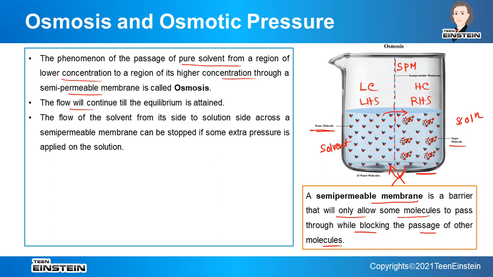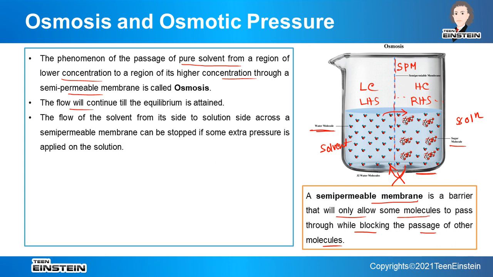Okay. And how long will the flow continue? It will continue till equilibrium is reached. After some time, the height of the solvent will be higher on the right hand side, because some amount of water has now passed through the semi-permeable membrane from the left hand side to the right hand side. Now this flow is a natural process; it goes spontaneously from left hand side to right hand side, from low concentration to high concentration.